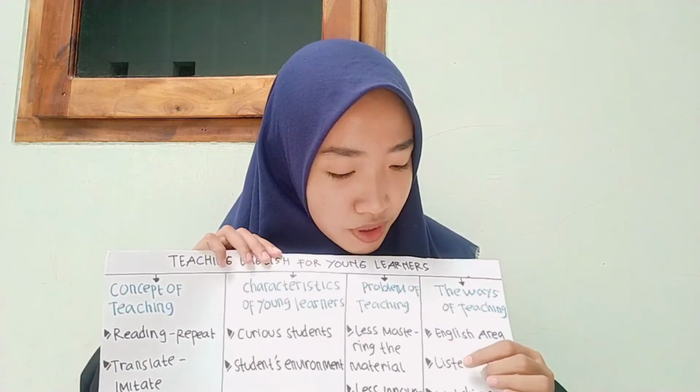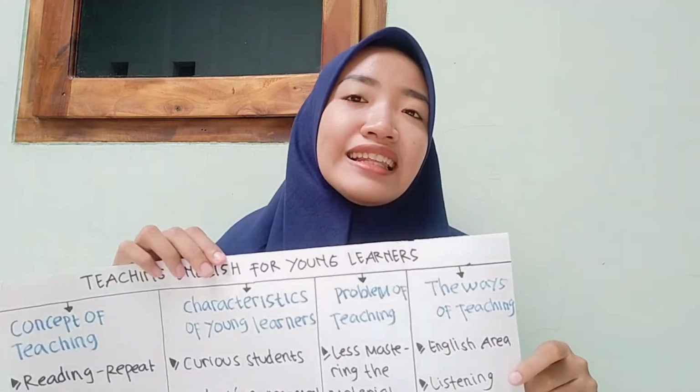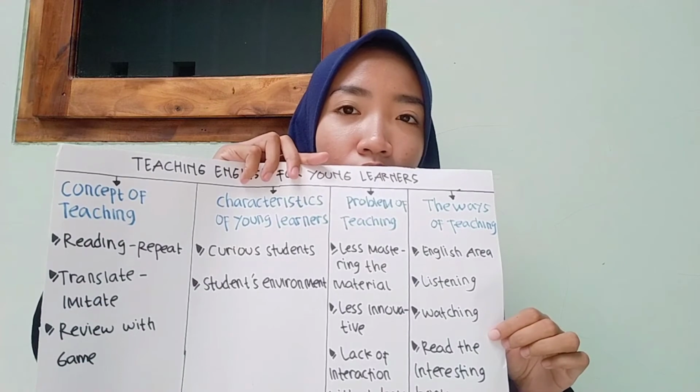Okay, and the next point is listening. Listening, it means not just listening exercises, but we as the teacher may give kids songs to sing and others. So this makes it easier for them to understand English while listening. And the next point is watching. Watching means not giving them a hard movie. We only give them something like a cartoon movie, but with English subtitles, so they will understand the point of the film in the English language.